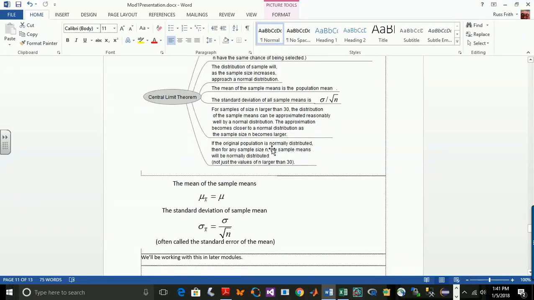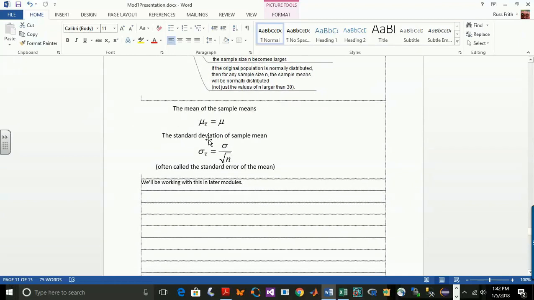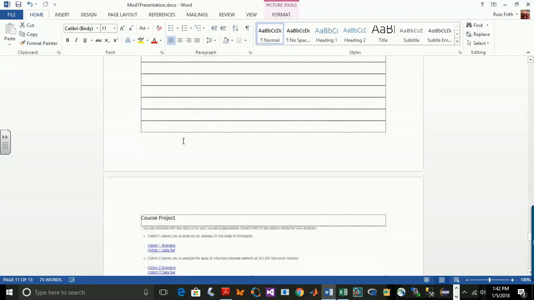If the original population is normally distributed, then for any sample size n, the sample means will be normally distributed, not just for values of n larger than 30. So if you're given information that the population is normally distributed, then the means will be normally distributed as well for the samples. Okay, so we have the mean of the sample means is equal to the population mean, and then the standard deviation of the sample mean is equal to the population standard deviation divided by the square root of the sample size. We'll be working with this in later modules.